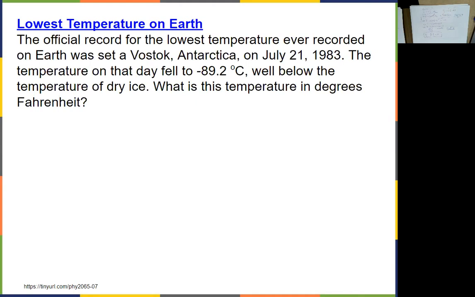So you're converting from Celsius to Fahrenheit. You're going to just use the equation we just got here, right? So it will be this one here. Should be straightforward. Just plug in the number there, and it will give you the lowest temperature ever in Fahrenheit.